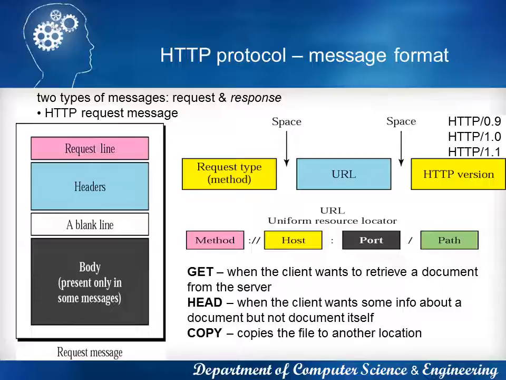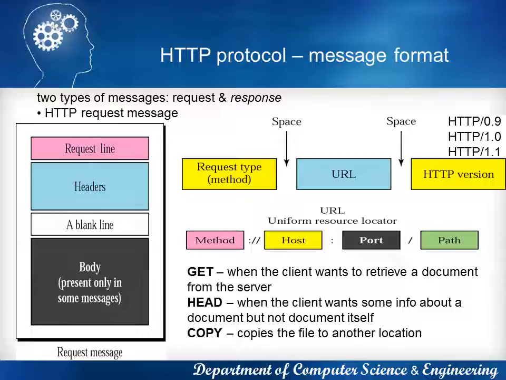The request line contains the request method followed by the URL followed by the protocol version. We have a number of methods available: GET method, HEAD method, COPY method, PUT method, POST method, and so on. GET is used when the client wants to retrieve a document from the server. Here we are not performing any operation on the server-side data, just accessing the data available on the server.